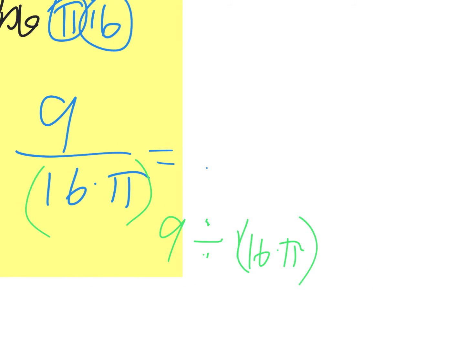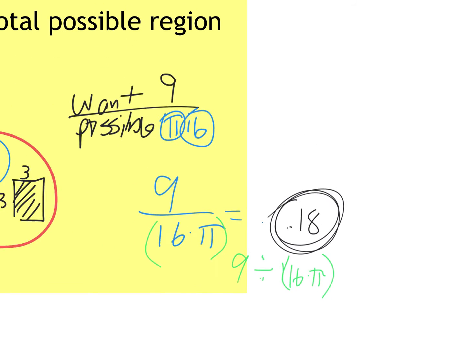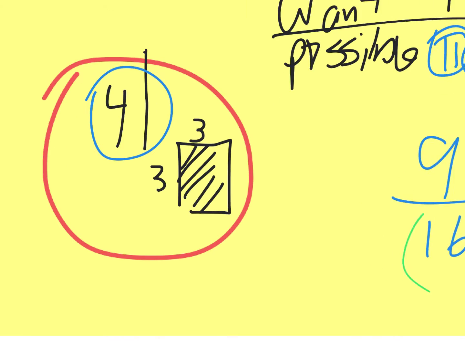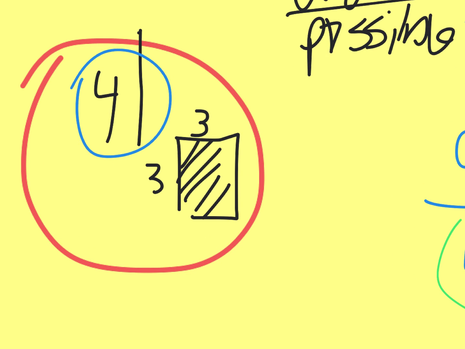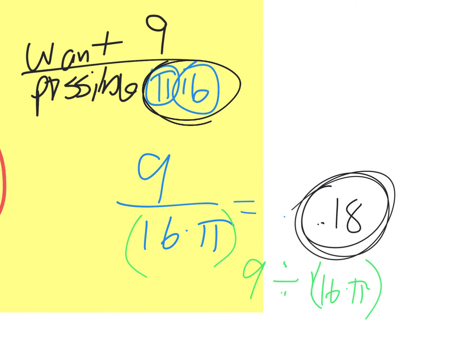What do you get now? 0.18. Can anybody verify 0.18? There we go. 18% chance that you'd hit the little box because that's 9 out of 16 pi.